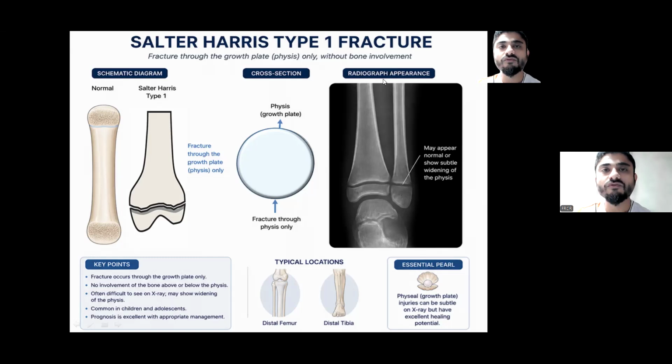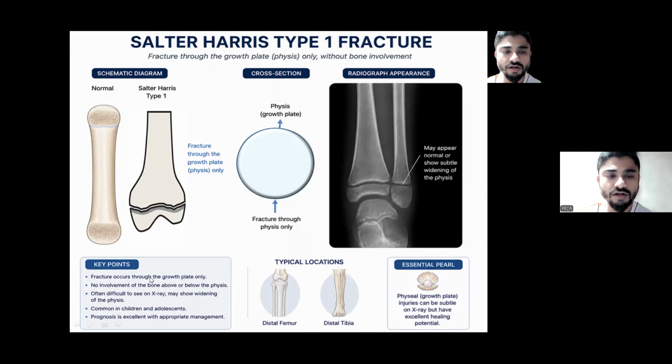Okay, how will you identify Salter-Harris type 1 fracture? You will see subtle widening at the growth plate. Okay, if you see there is subtle widening of the growth plate, then you label it as Salter-Harris type 1 fracture. Usually it is difficult to identify, but if you see any associated soft tissue swelling at this location and subtle widening of the growth plate as compared to the adjacent growth plate, then you label it as Salter-Harris type 1 fracture. So what are the key points?